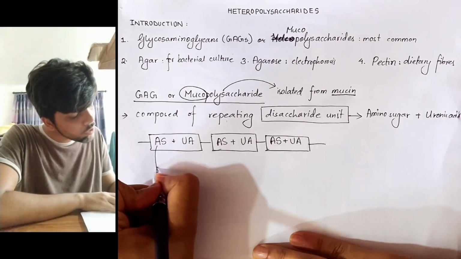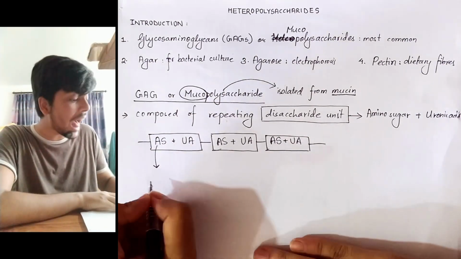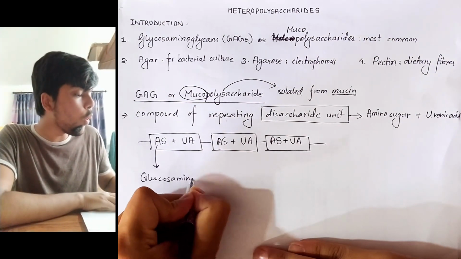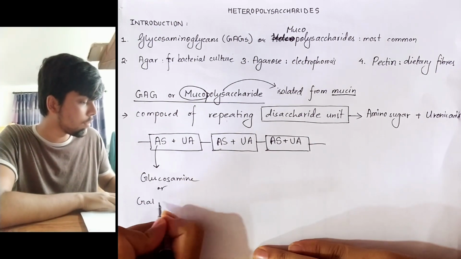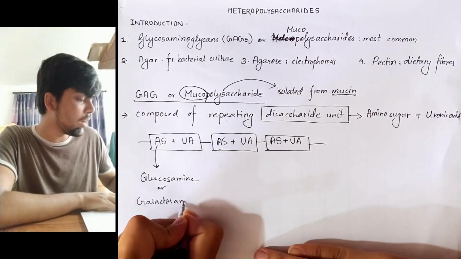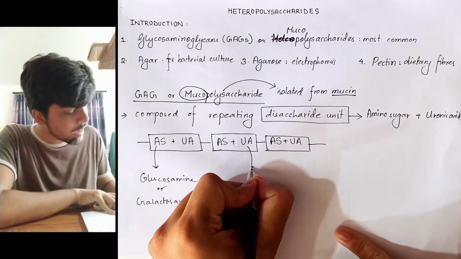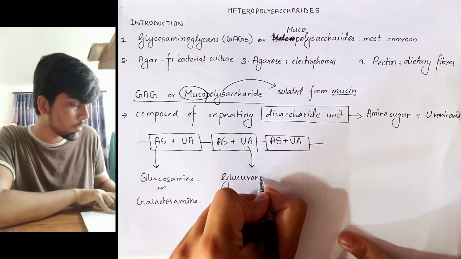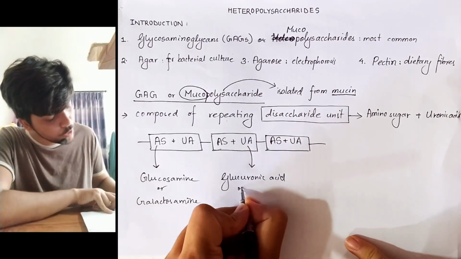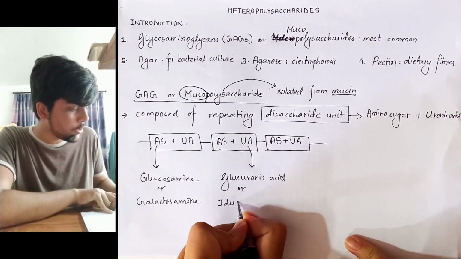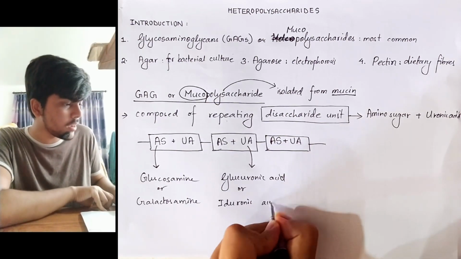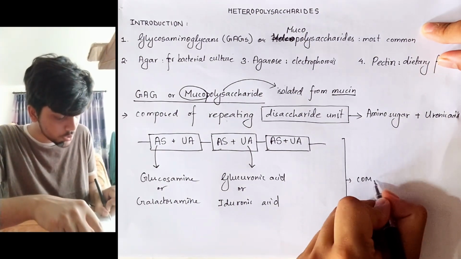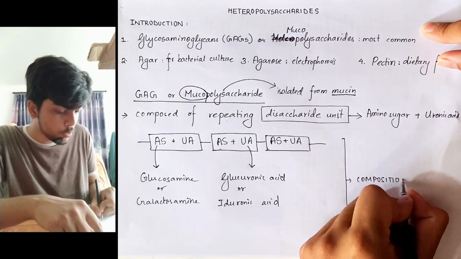Now this amino sugar which is present in the disaccharide unit can either be glucosamine or it can be galactosamine. Similarly, the uronic acid which is found in the disaccharide unit can either be glucuronic acid or it can be iduronic acid. And this is the basic composition of GAG. This is the composition, the basic structure of GAG or mucopolysaccharide.